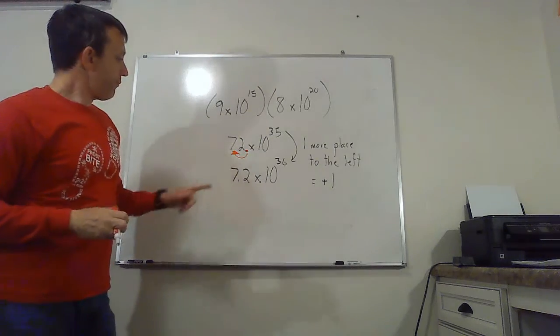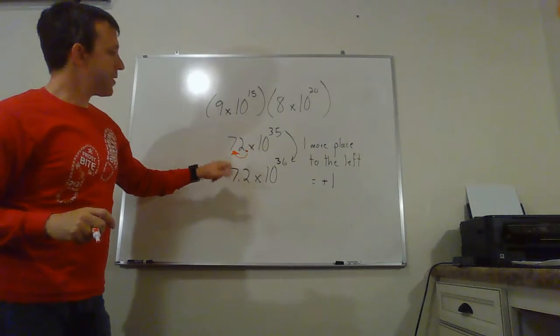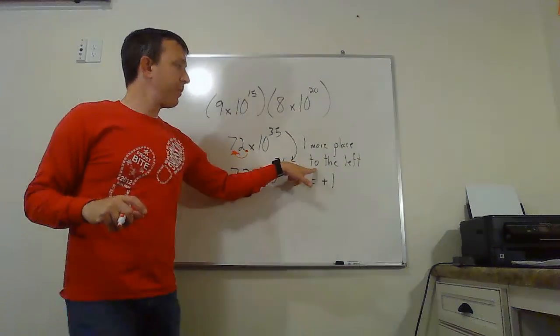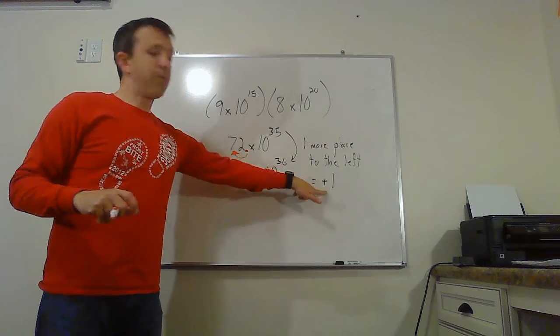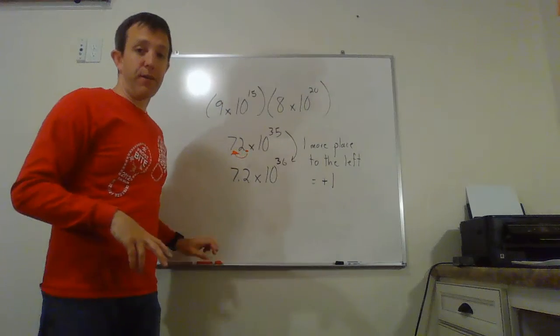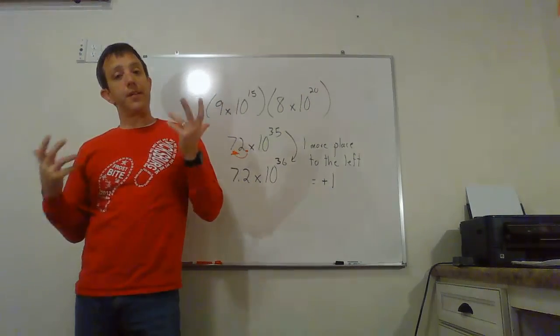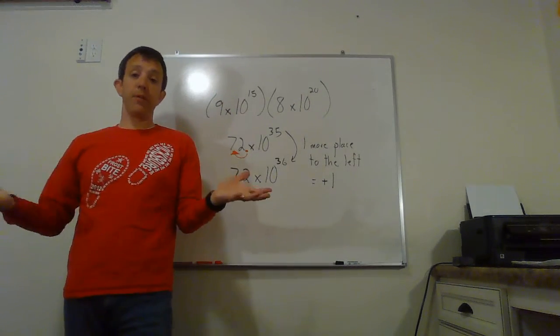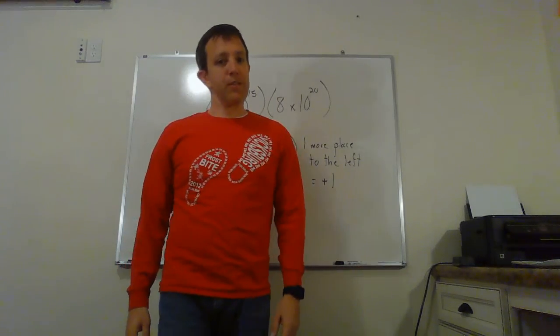All right, so I slide it one more place, that gives me 7.2, but because I went one more place to the left, the exponent has to go up by 1. And that's how I get 7.2 times 10 to the 36th. So there you go. That's some basic scientific notation and multiplying. In the next section, we get to look at division. It'll be fun.